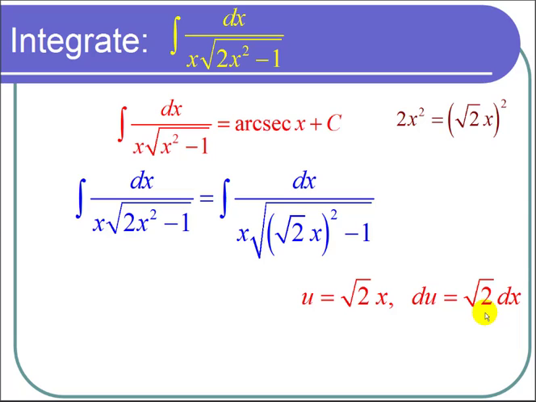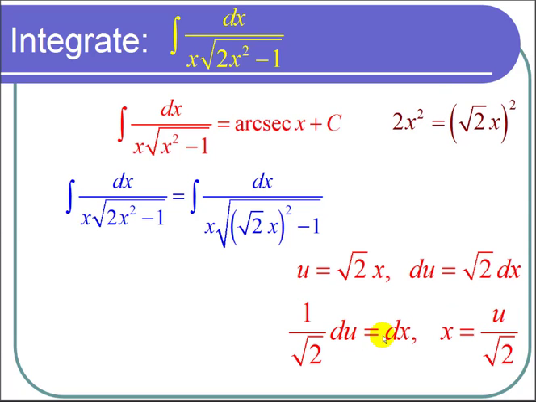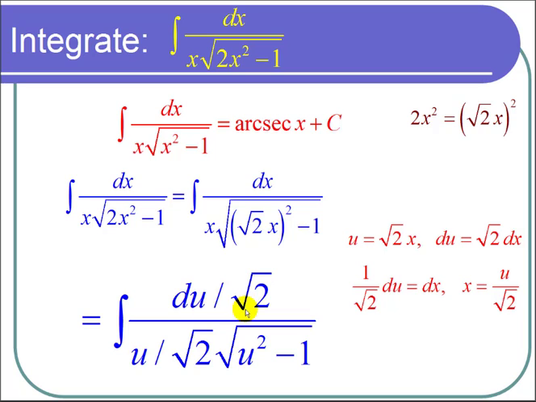And now let's solve for both x and for dx. We get dx is equal to 1 over root 2 du, and x is equal to u over root 2. Now we can substitute everything in. The dx became du over root 2, the x became u over root 2, and the root 2x became u.